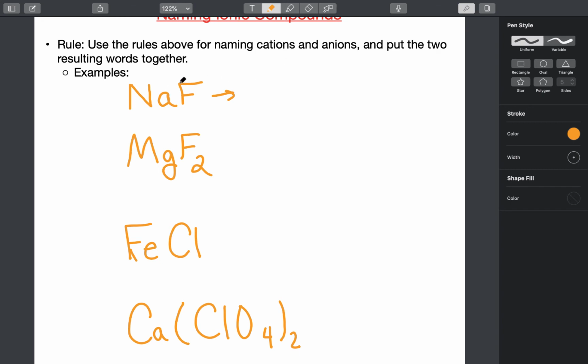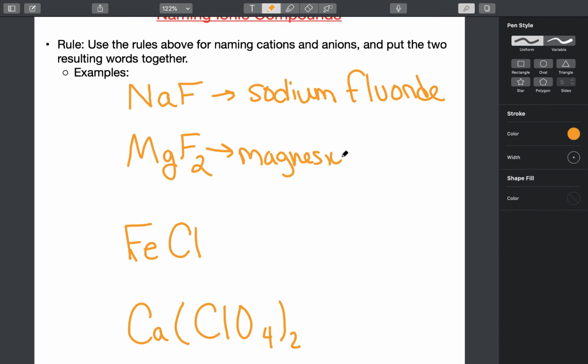So you have sodium and fluorine. Now the sodium only forms one charge, so you can just write sodium if you want. However, remember you could say sodium 1. However, I'm not going to write that because sodium only forms one charge. And then you have the anion, so fluoride. Next we have magnesium and 2 fluorides. Magnesium only has one charge, so we can just write magnesium if you want to. And since you have fluorine here, we have the same name, so magnesium fluoride.